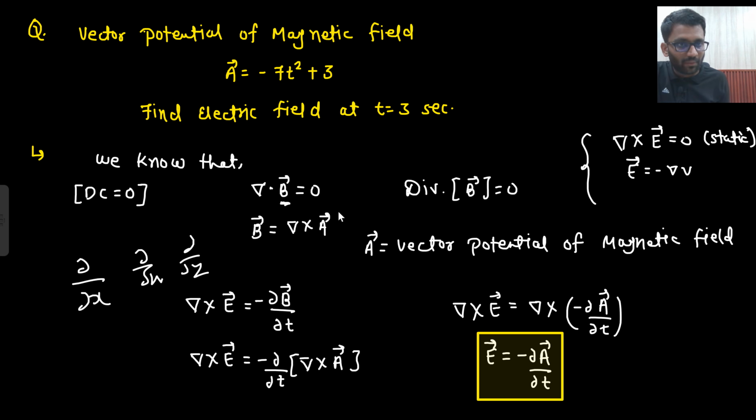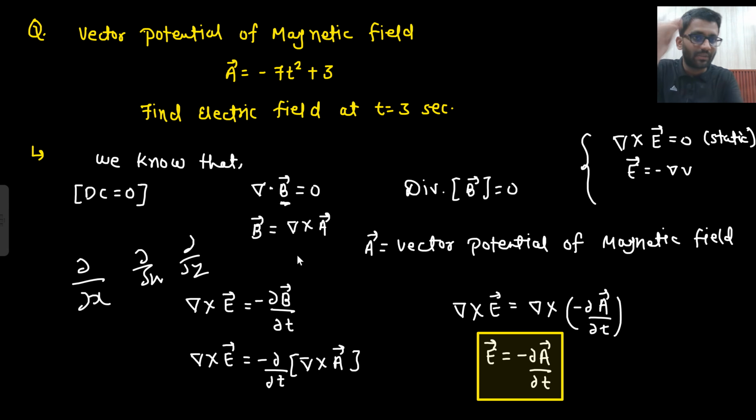So if my vector potential is time varying, then certainly my magnetic field is also time varying. Or I should say magnetic flux. I should not call it magnetic field, I should say magnetic flux density. So my magnetic flux density is also time varying. If my magnetic flux density is time varying, that means it will generate a space varying electric field.